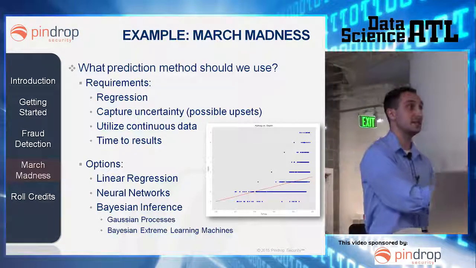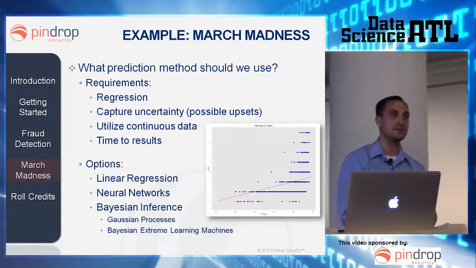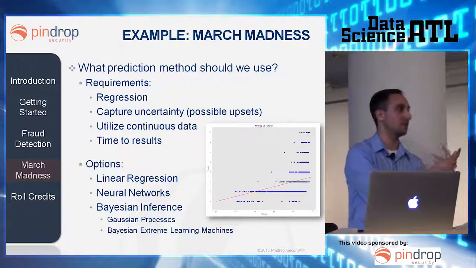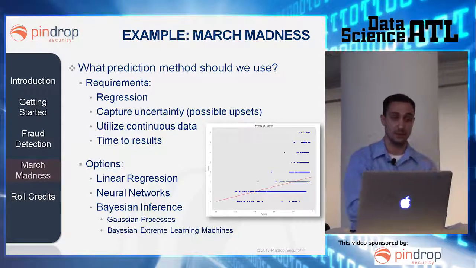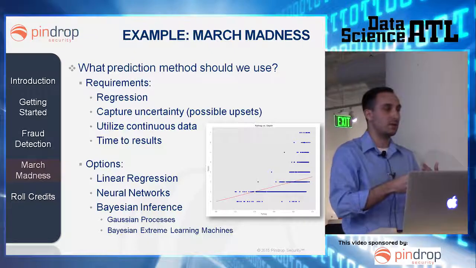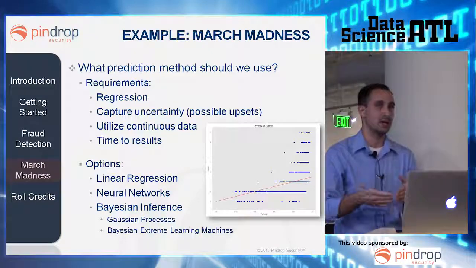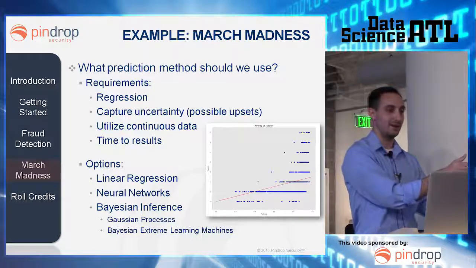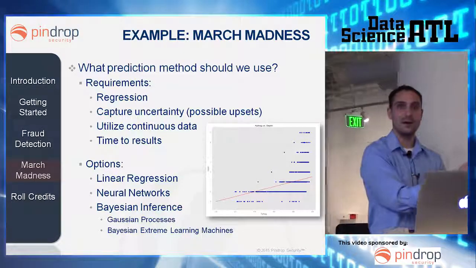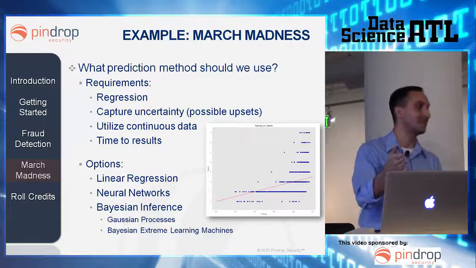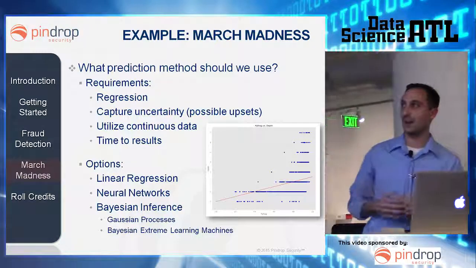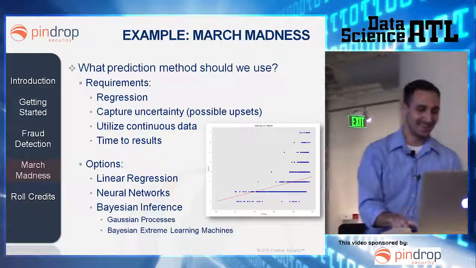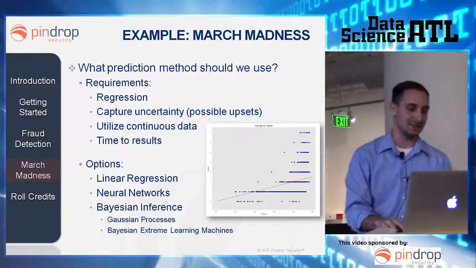Okay, we're going to utilize continuous data. This is the information, the features that we have: the shooting percentage, offensive efficiency, strength of schedule, and so on. And then we want to have timely results. I don't want to have to wait a year, because I started doing this a month before March. I don't want to wait 2 months and then say, hey, I got it all right, but the tournament's over. So we want something that is timely.